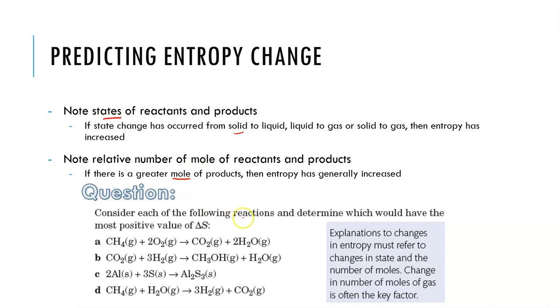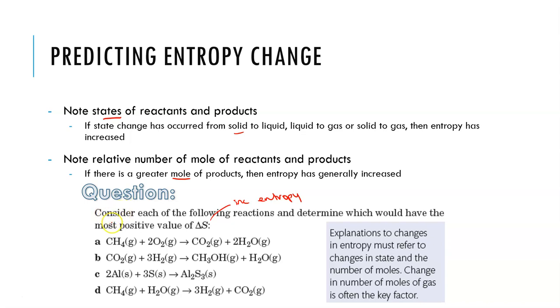So if you think of each of the following reactions, I want you to pause the video and see if you can work out which would have the most positive delta S. This means an increasing entropy value. Okay, so a positive delta S means that the entropy would have increased.